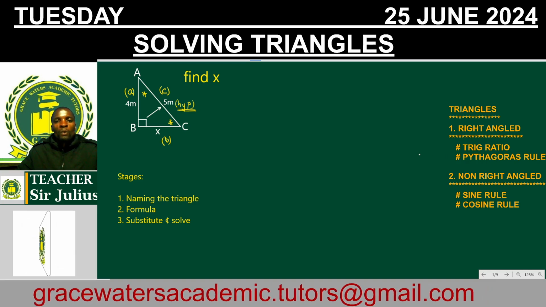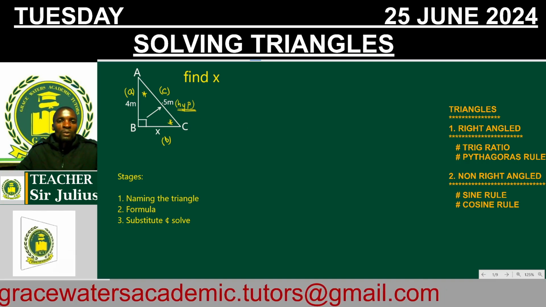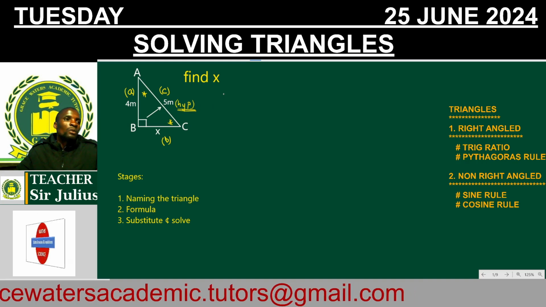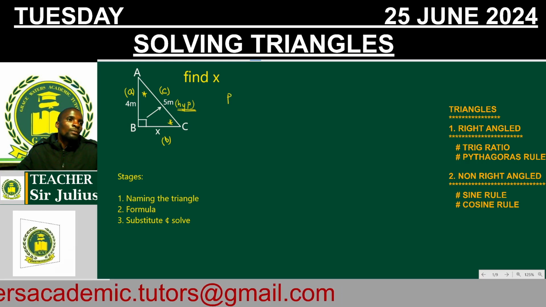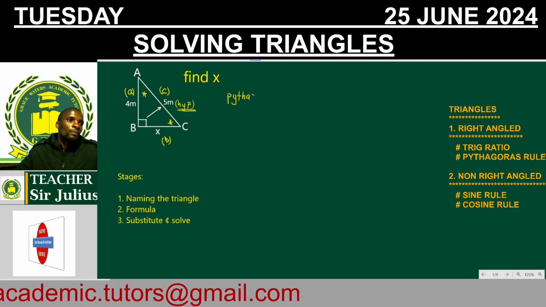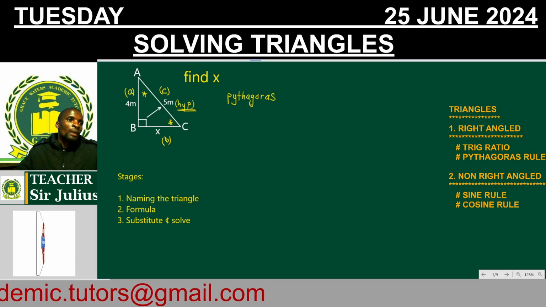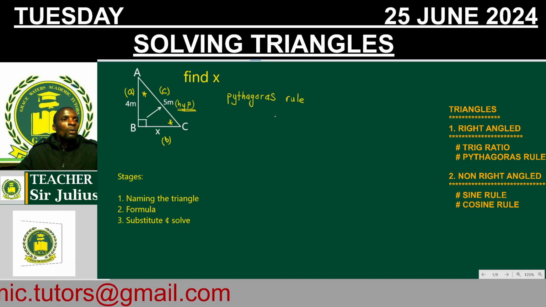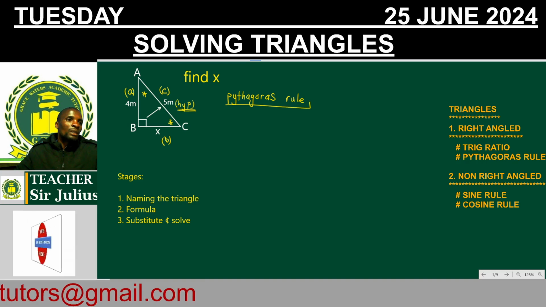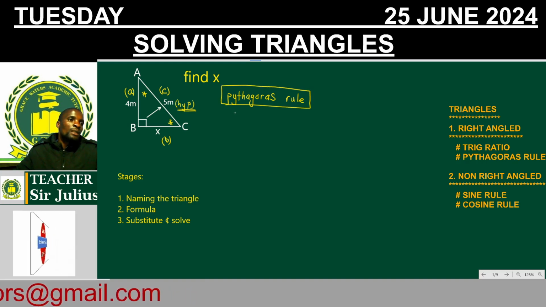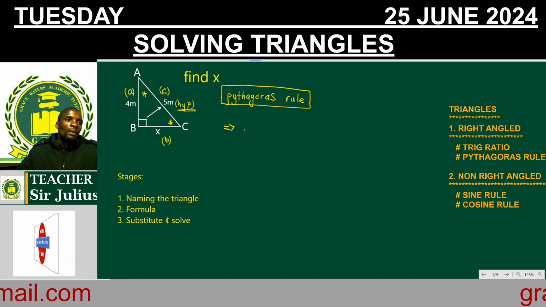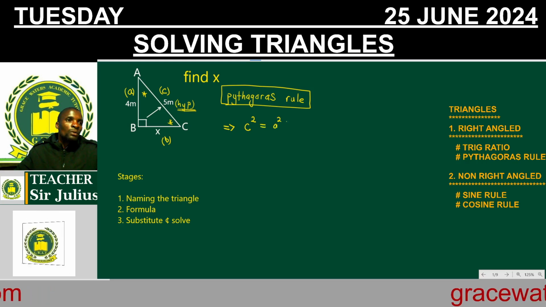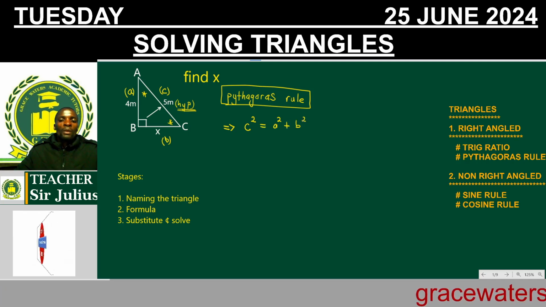If you have watched the previous video, you will see that because we have A, B, and C, automatically the formula that we are going to use for this triangle is what we call the Pythagoras rule. So when we are using the Pythagoras rule, we are going to do the following stages. We are going to write down the formula first, and then we will do the substitution. So let's go according to the stages. First stage, writing down the formula. C to the power 2 equals A to the power 2 plus B to the power 2. That's writing down the formula.